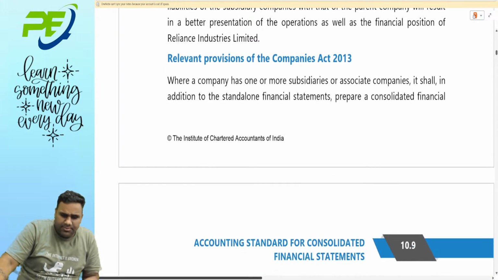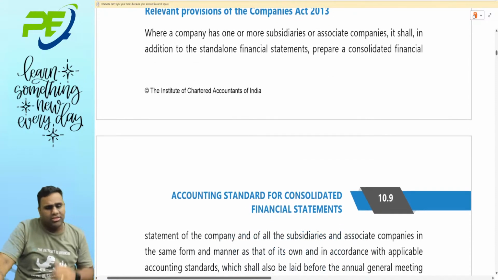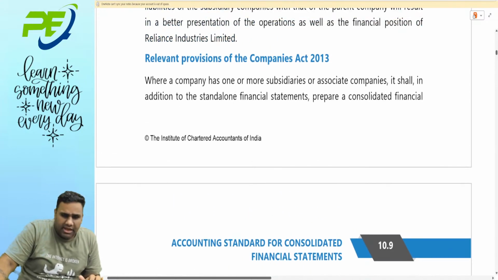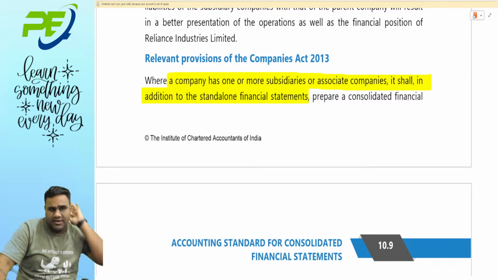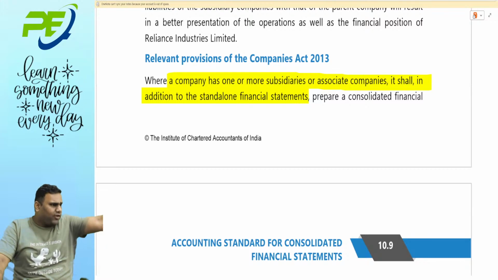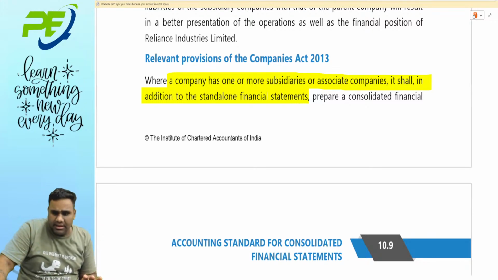Now, relevant provisions of Companies Act. This also you will learn in law. Where a company has one or more subsidiary or associate, it shall, in addition to standalone financial statement, what is standalone financial statement? Individually for that company, prepare consolidated financial statement.